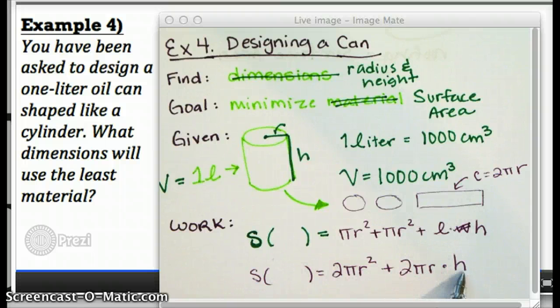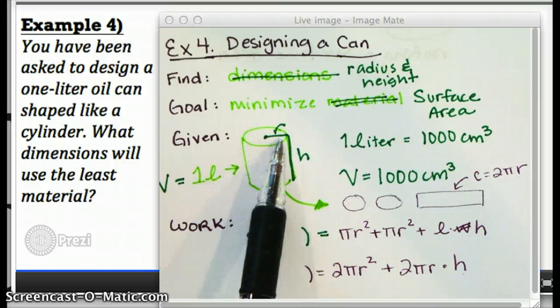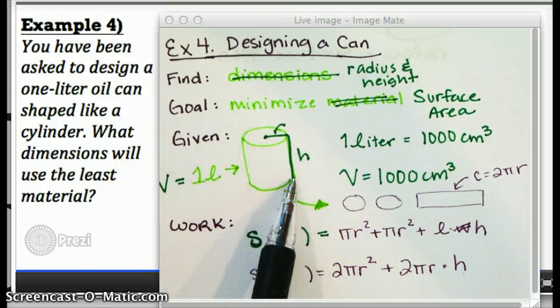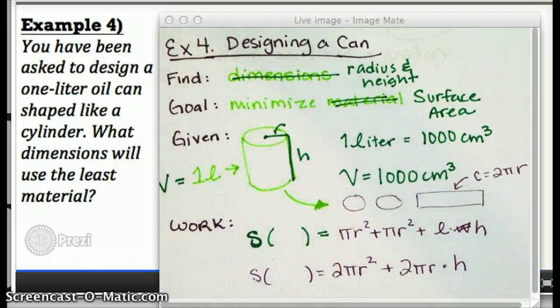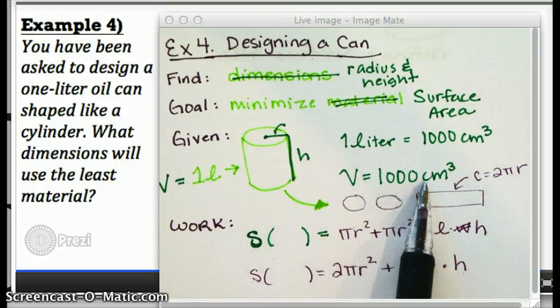So I have to look back in the problem here. The problem must tell me something else about the relationship between the radius and the height. And it does, but in kind of a sneaky way. The one piece of information we haven't used yet is this whole volume business. Well, think about what the volume is.